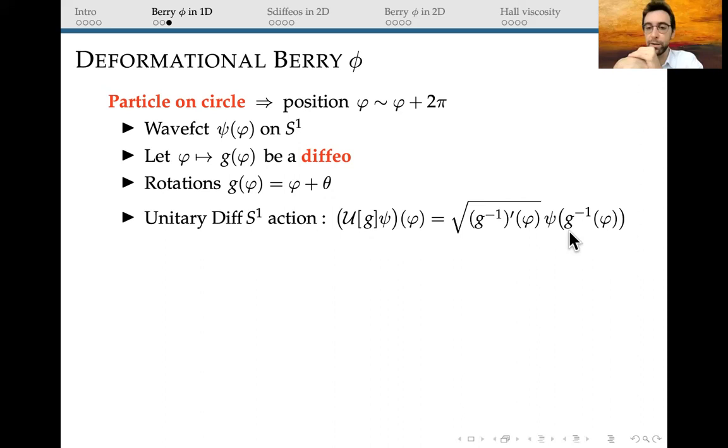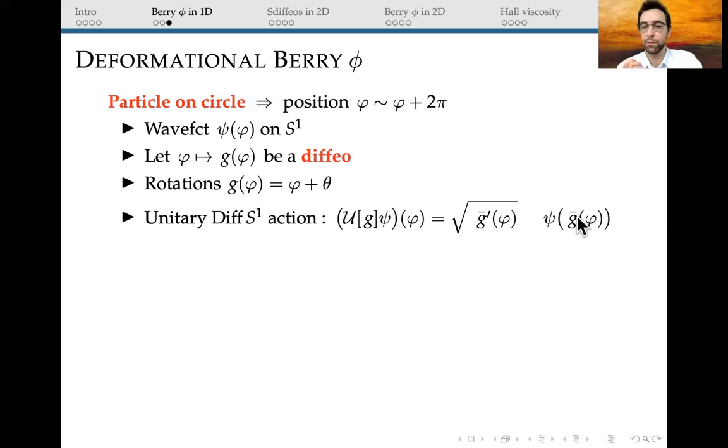In particular, in what follows, you will see that these inverse diffeomorphisms are going to appear repeatedly, so I'm going to adopt a simplified notation for them. Instead of writing the inverse of G as G to the minus one, I'm just going to write G bar. That's just to save some space on slides and to make the formulas a little less heavy.